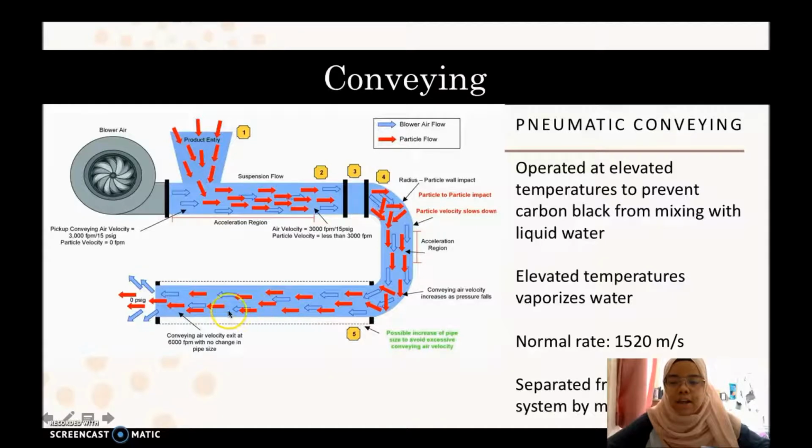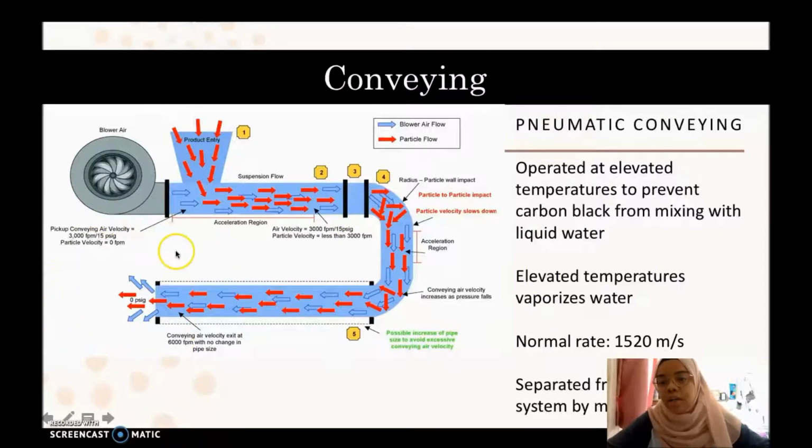until the next unit operation, which is the pelletization. It is usually operated at elevated temperatures to prevent carbon black from mixing with liquid water. Since we have dried the carbon black, we don't want it to be mixed with liquid water again. At elevated temperatures, the water vaporizes and is in gas form, and usually the rate is 15 to 20 meters per second, and it is separated from the pneumatic system by means of cyclones.